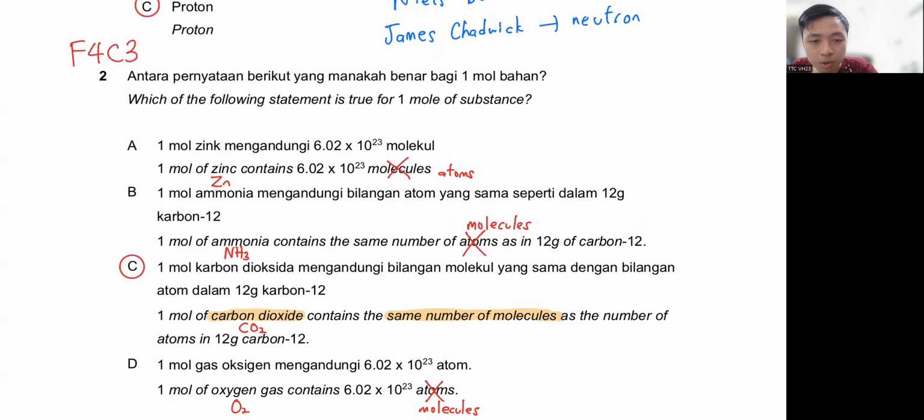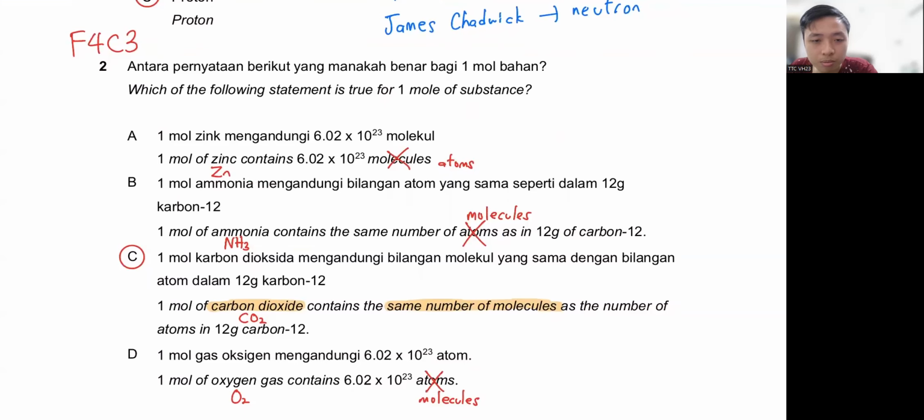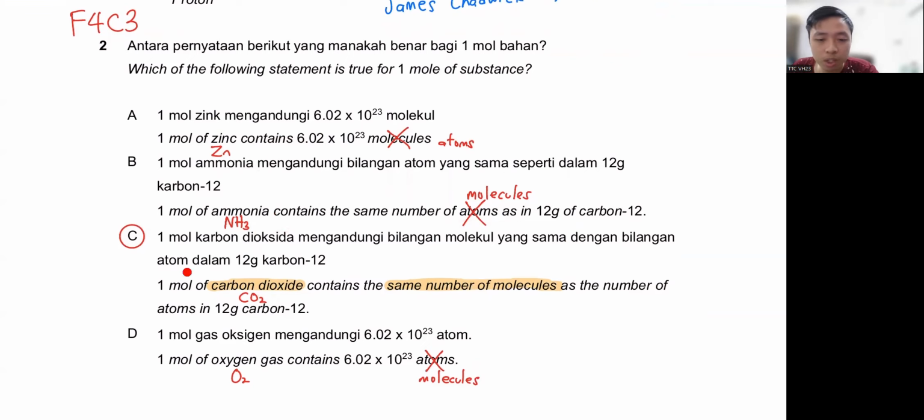Question 2 is Form 4 Chapter 3, which is C. Which one is true for 1 mole of substance? A is wrong because remember zinc is for atom, not molecule. B also wrong because N3 is molecule, not atom. C is correct. Carbon dioxide has the same number of molecules as 12 gram of carbon 12. D is wrong as well because O2 is molecule, not atom.